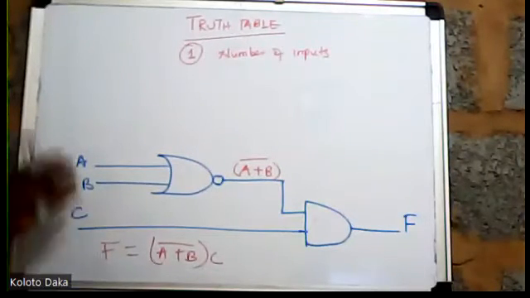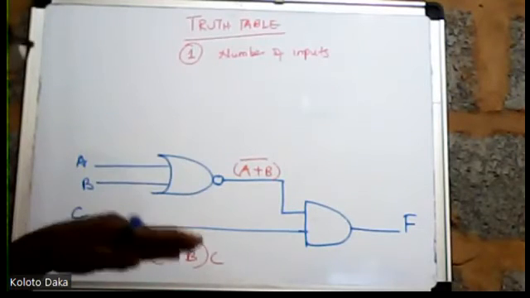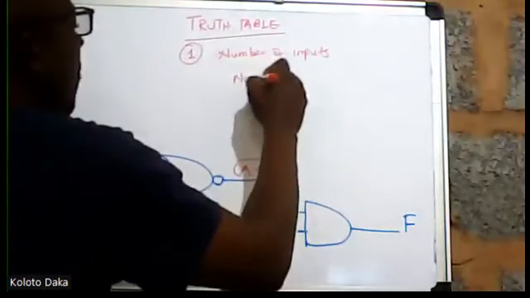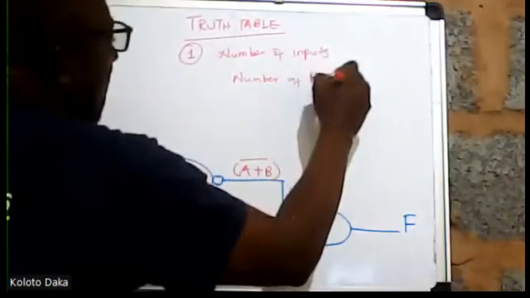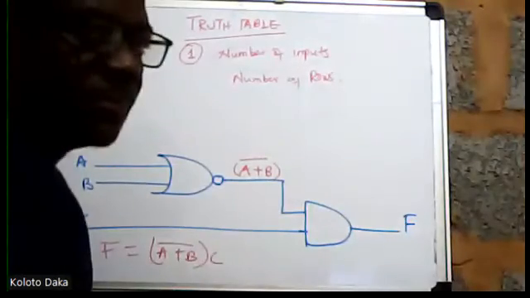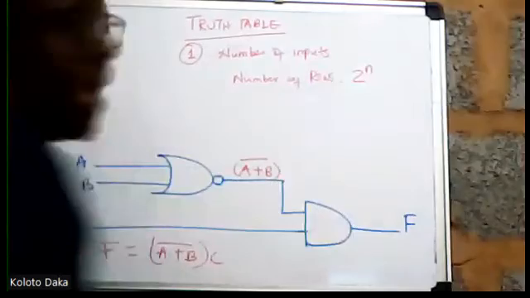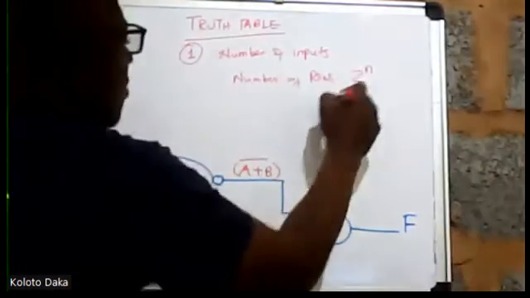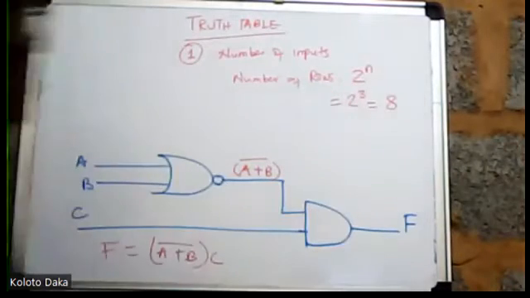There are 3 different letters, so there are 3 inputs. The number of inputs will give you the number of rows on your truth table. How do you get the number of rows? It is 2 to the power n, where n is the number of inputs. So in this case, 2 to the power 3 is 8.